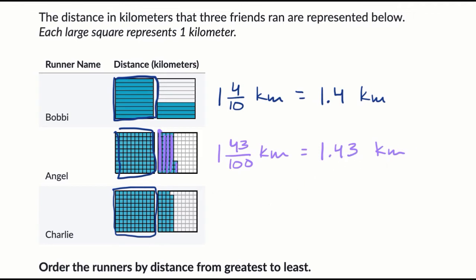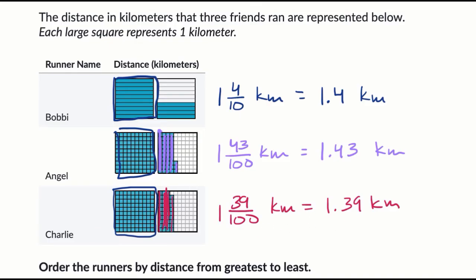And last but not least, let's take a look at Charlie. Out of these hundredths, Charlie ran 1 and let's see how many hundredths, because this is all broken up into hundredths. So this is 10 hundredths, 20 hundredths, 30 hundredths, and then this looks like another 9. So 39 hundredths, 1 and 39 hundredths kilometers, which is the same thing as 3/10 and 9 hundredths, because we could see 1/10, 2/10, 3/10, and then 9 hundredths, which we have here for Charlie. So now let's just compare.